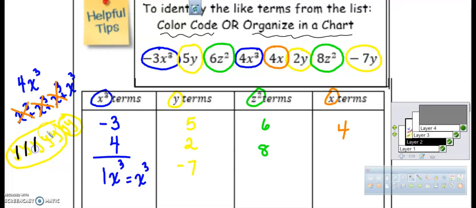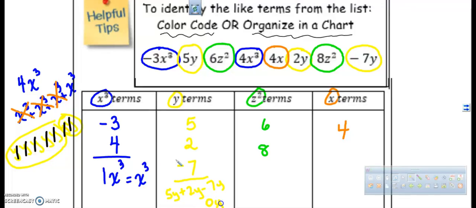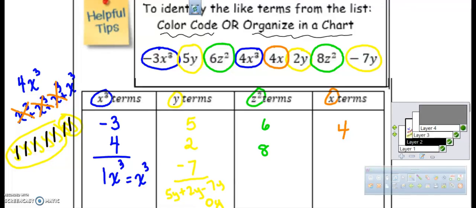1, 2, 3, 4, 5, 6, 7. I end up with 0 y's left if I combine those like terms. So it's 5y plus 2 more y's, take away 7 y's, you end up with 0 y's in your problem. And remember, this means 0 times y, so you end up with no y term at all in your problem when you're done.